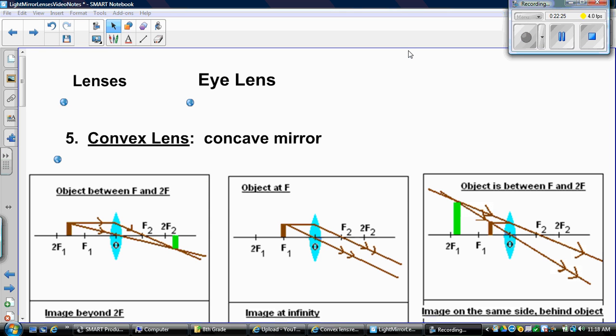Let's take a look at the two different types of convex lenses and concave lenses. The convex lens creates the same images as a concave mirror. That's one easy way to remember. Convex lens, concave mirror. Concave lens, convex mirror. Remember, the concave mirror had all the different images depending on where the object was located. So let's take a look at that and see how that works with your lenses.